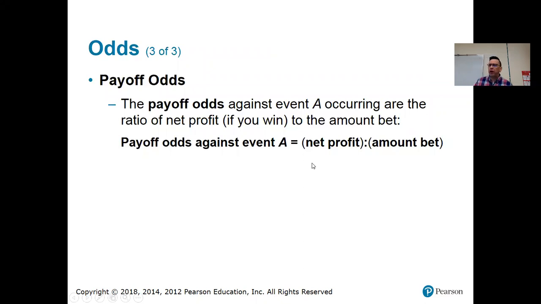So if you would win $35, I think is the example we're going to look at, on a $1 bet, the payoff odds would be 35 to 1. And it's net profit because it's taking into account the dollar that you put down. So think of it as you get your dollar back. If you won a bet that had 35 to 1 payoff odds, you would actually get $36. You would get your original dollar back, and then you would get $35 more.